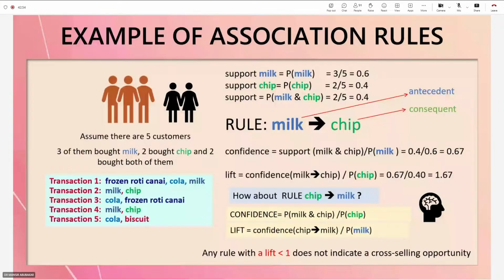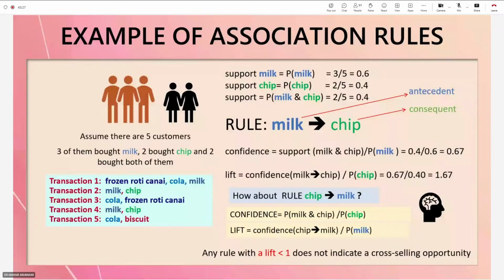And then also for the lift, which is a correlation. So when you have the confidence values, then you can easily have the lift or the correlation. So what is a correlation? A rule with a lift less than 1 does not indicate a cross-selling opportunity. So always you need to see that the correlation is greater than 1, which is indicating strong correlation or association between the items. So you look at this, the lift is indicating that the confidence of milk implies cheese.